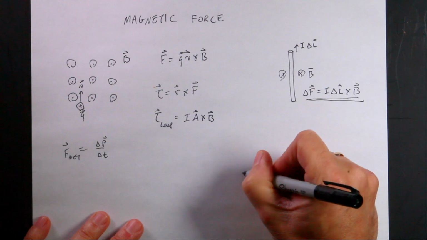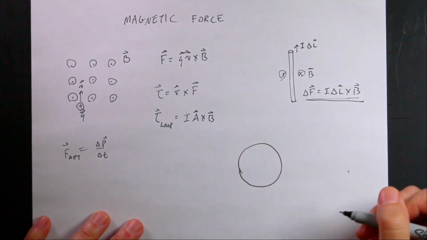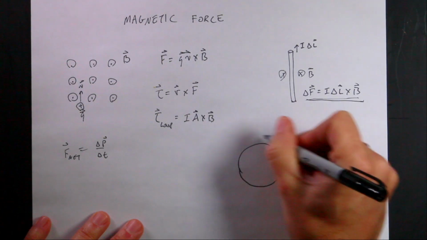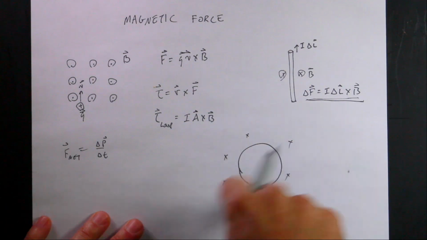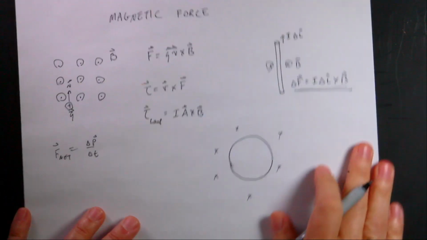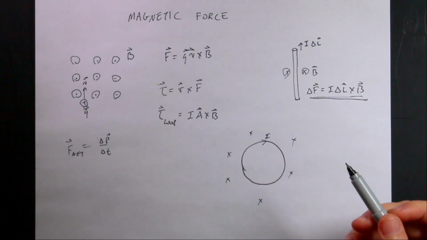So let's just say, here's my loop. And then my magnetic field is going to be, I'm just going to draw it over here into the board everywhere, into the paper. And then let's say I is this way. Okay, so I did this before.